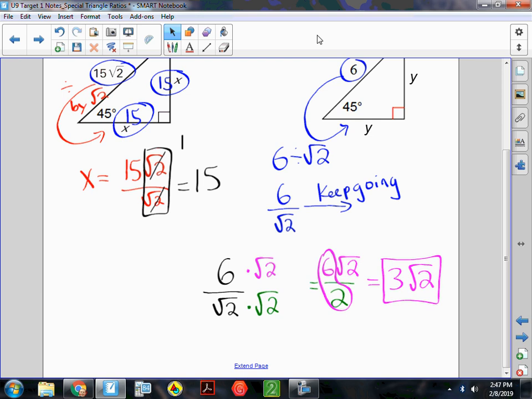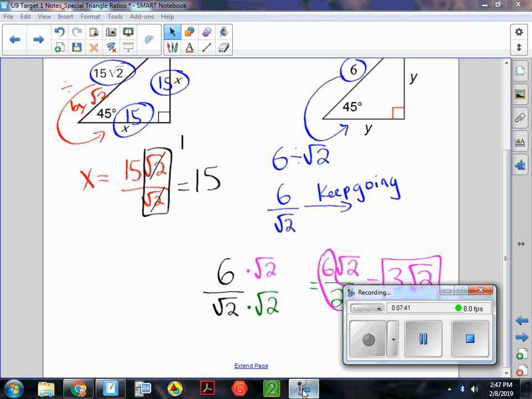Please watch that part of the video again if you need to. That's going to be a skill that is unusual for us, but it's going to show up, and so we can practice working on that. I'm going to go over the 30, 60, 90 triangle in a second video.